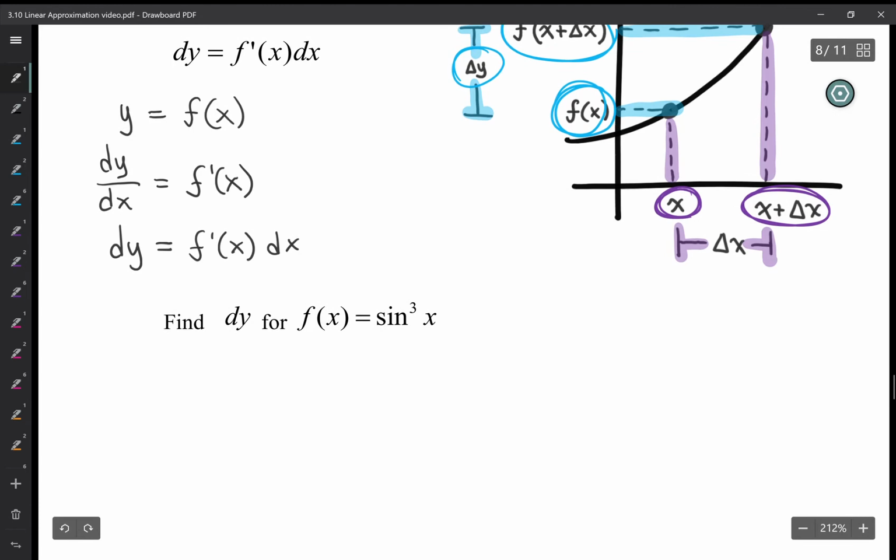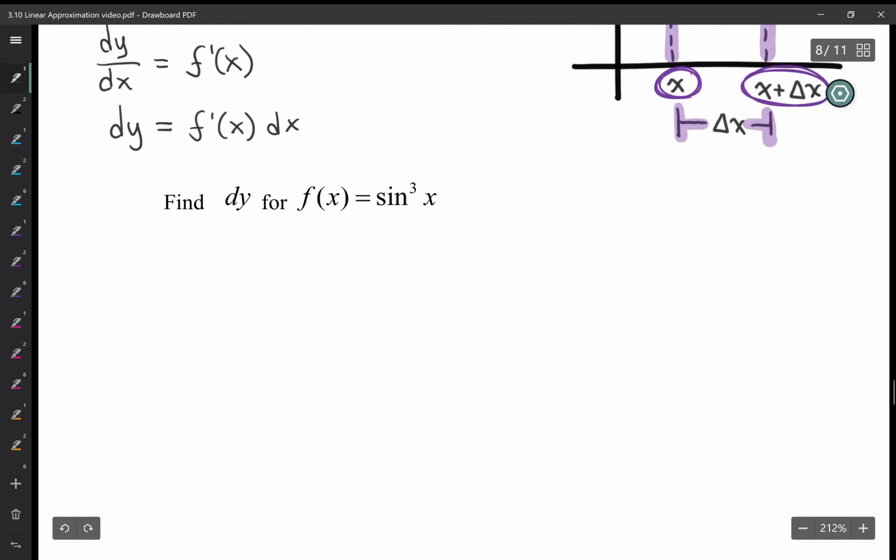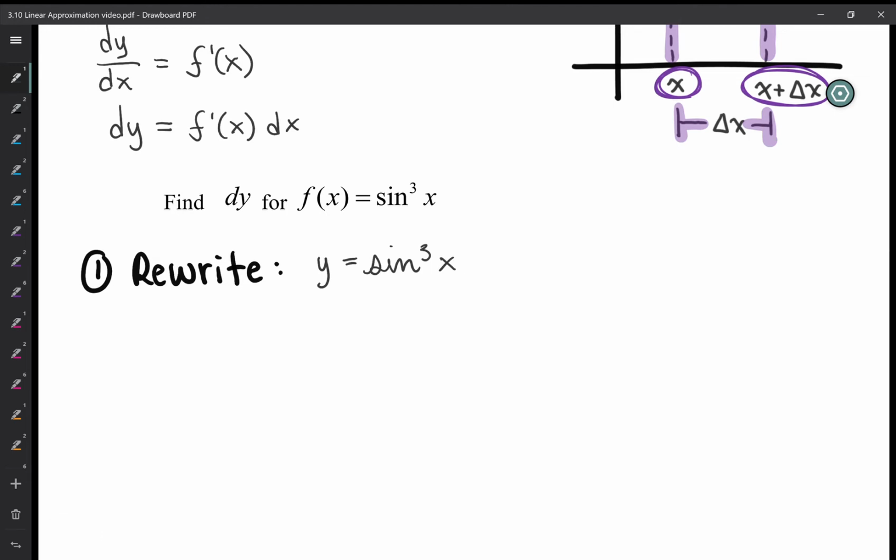So if we need to find dy for f of x is equal to sine cubed x, first we want to rewrite this so that we have y is equal to sine cubed of x. And since we need to take the derivative of this, we want to rewrite this so that we can use the chain rule. So we have the quantity of sine of x cubed.